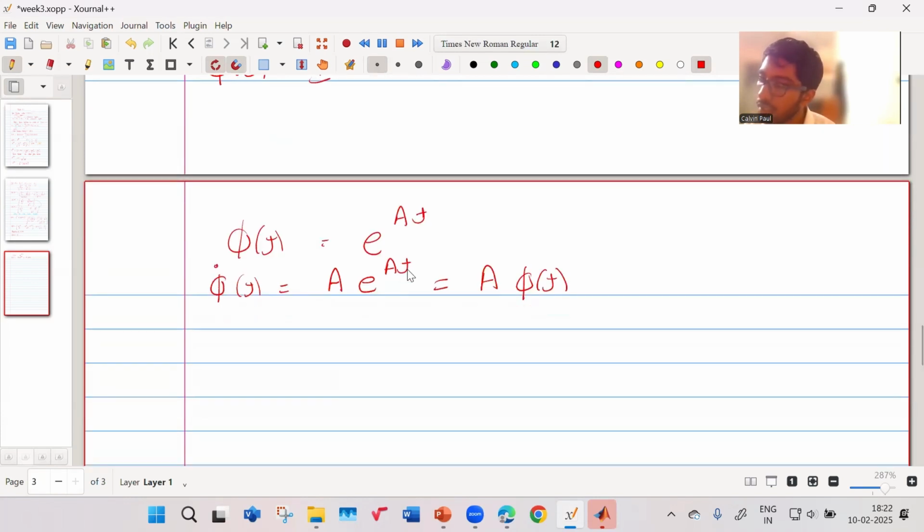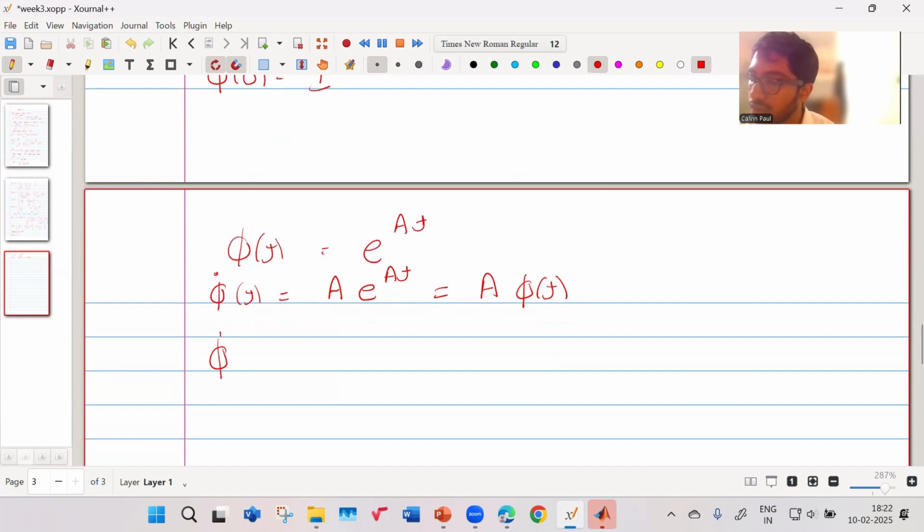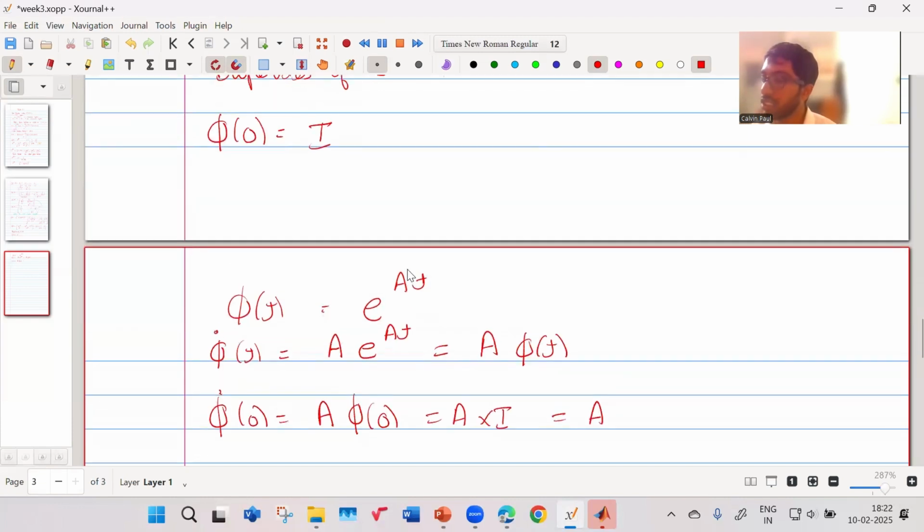So now, what will be phi dot of 0? That actually is a into phi of 0. So what is that? That is a into your identity matrix, which is a. So this is another property. This is property 1, this is property 2. Now let us verify this.